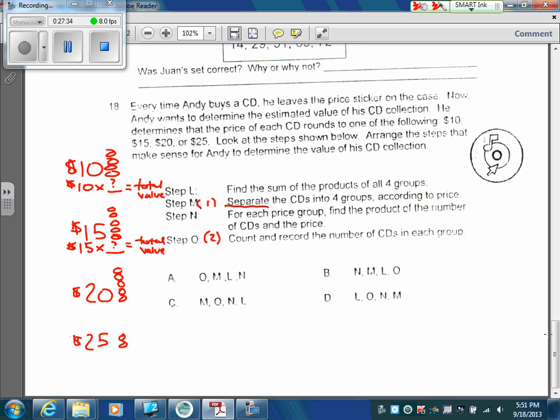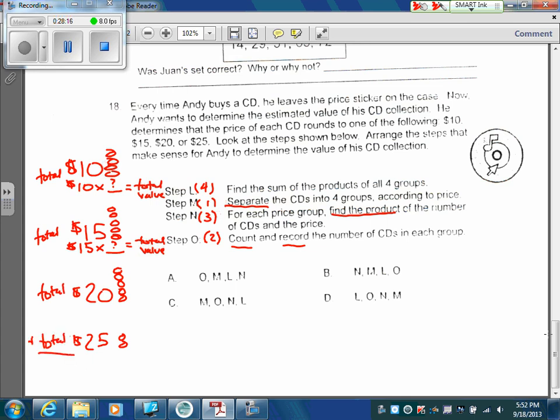Then let's go to the one that sounded good just a minute ago, step N. For each price group, find the product. Go ahead and you're going to multiply $10 times whatever, 15 times whatever. Okay, so that's step 3. We're going to separate first, then we're going to count and record, and then find the product of each group. And then the last step is, okay, we're going to take our total for the 10 group. So we have a total, if we multiply, then we're going to have a total for the 15 group, we're going to have a total for the 20 group, and a total for the 25 group.